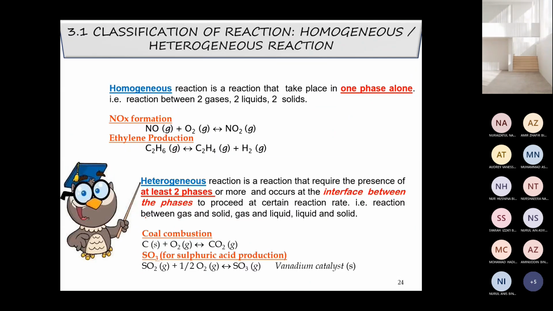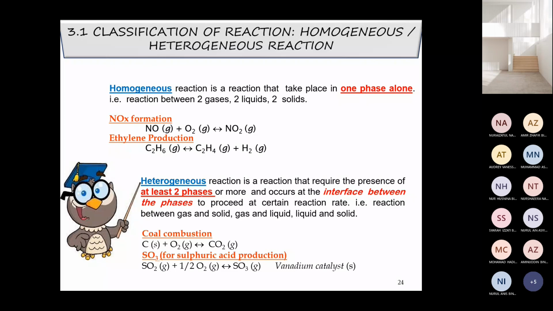And then classification of reaction. Okay, we have a homogeneous reaction. It is a reaction that takes place in one phase alone. Okay, macam I bagi tahu tadi lah, sama ada 2 gases, 2 liquid or 2 solid. For example, nitrogen oxide formation is between NO plus O2 equal to NO2, or ethylene production is C2H6 equal to ethene plus hydrogen.